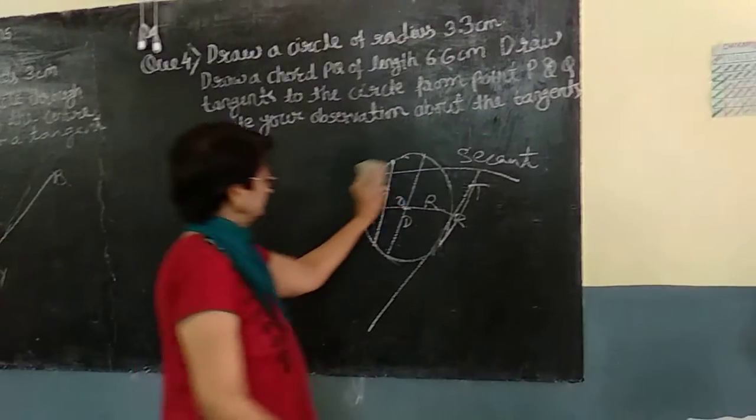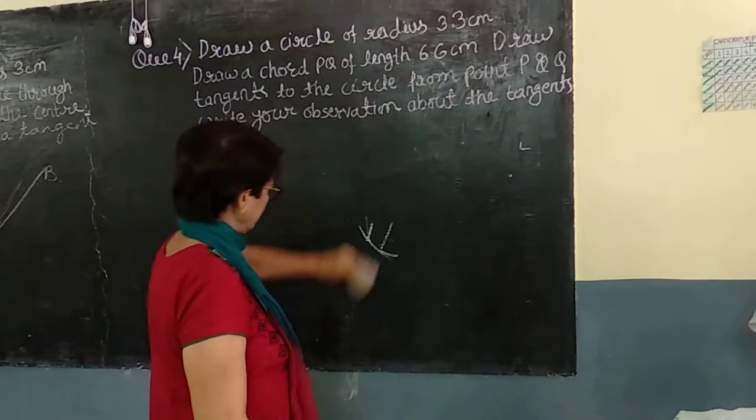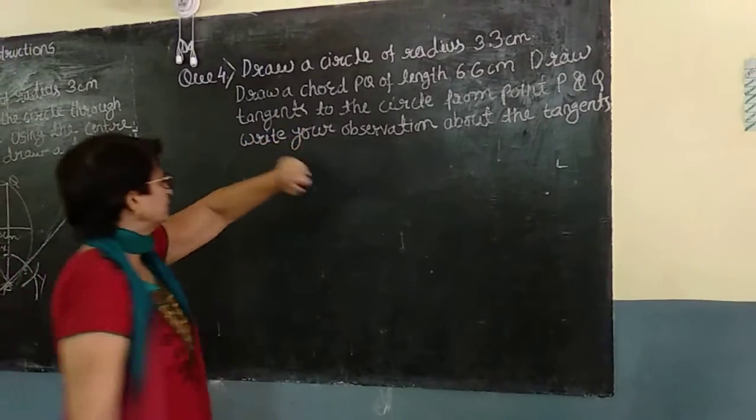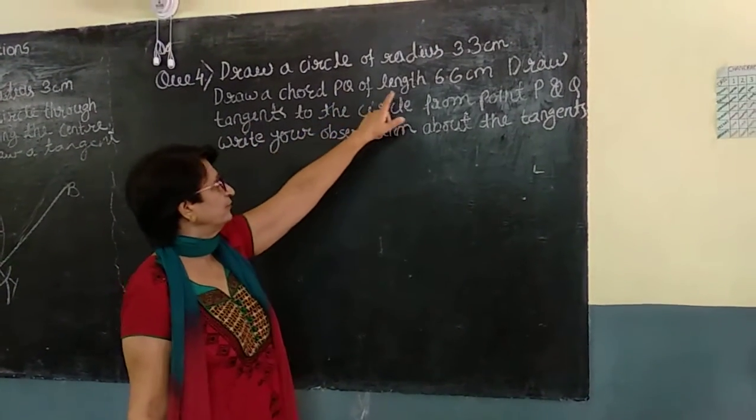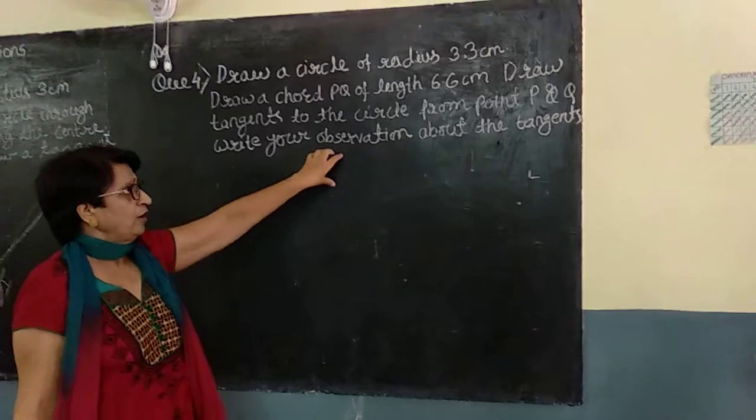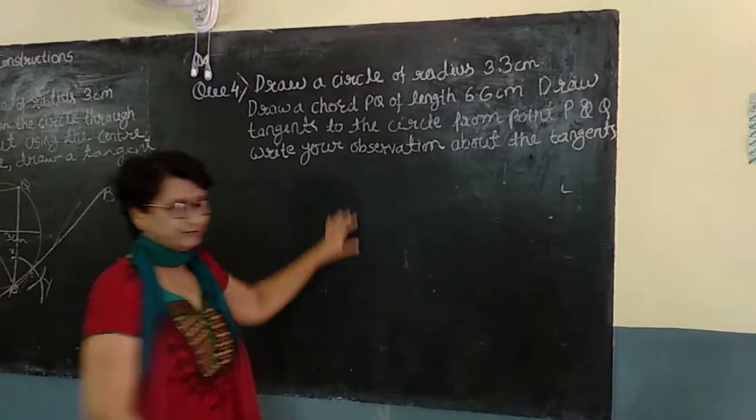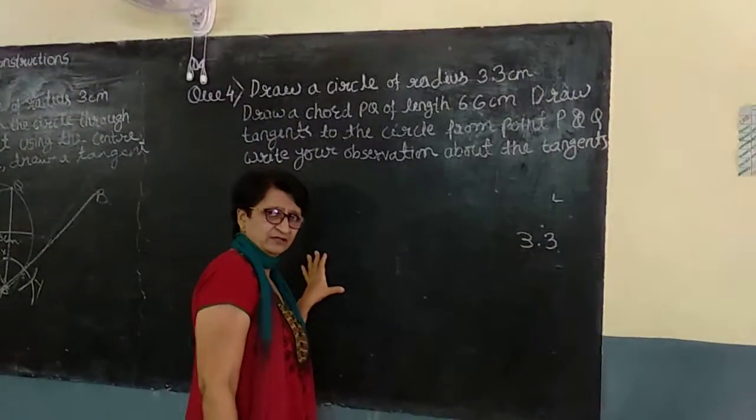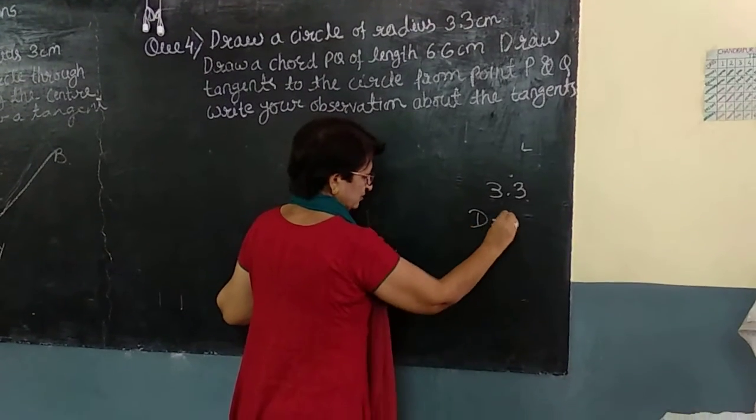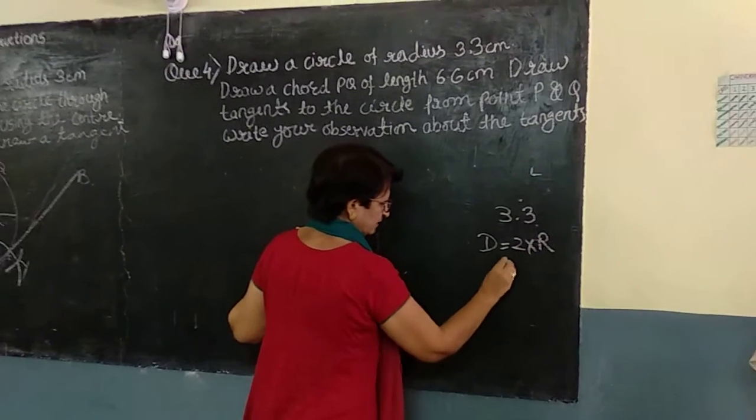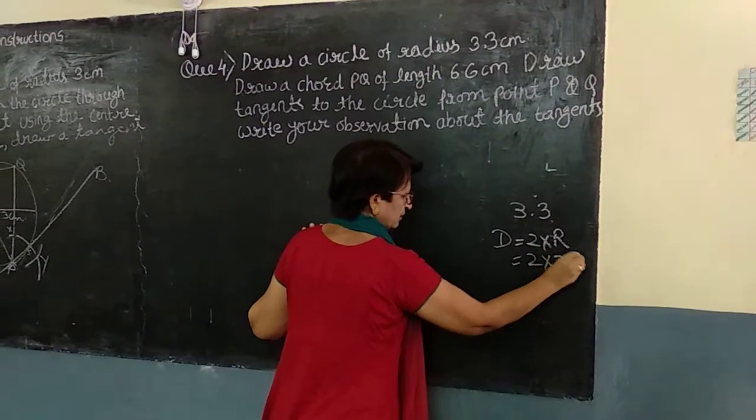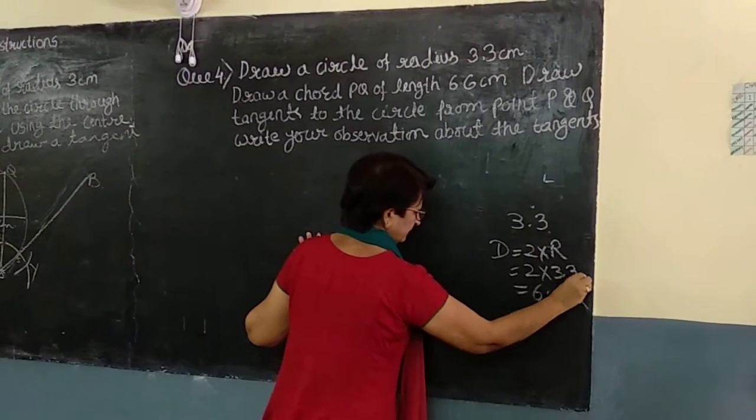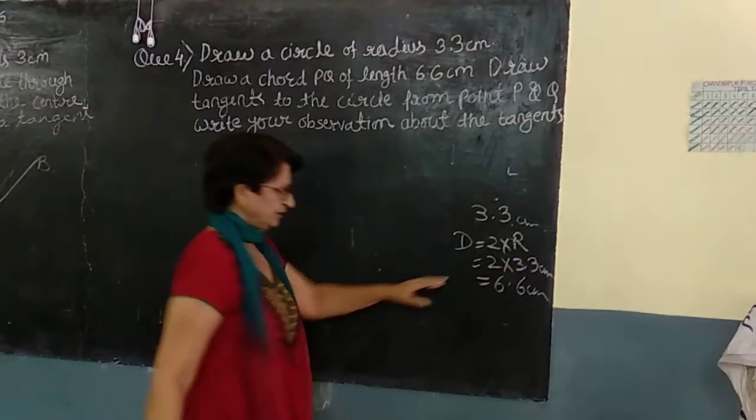Now, let us understand. We have to draw a circle of radius 3.3 cm and take a chord of length 6.6 cm. Radius is half of the diameter, so 3.3 is the half. If I want to find the diameter, what will I have to do? Diameter is equal to 2 into R, which is 2 into 3.3. How much does it come to? 6.6 centimeter.